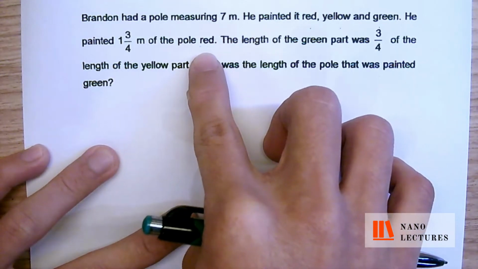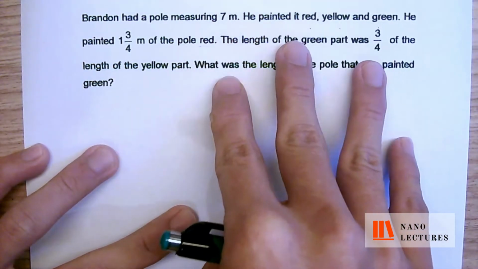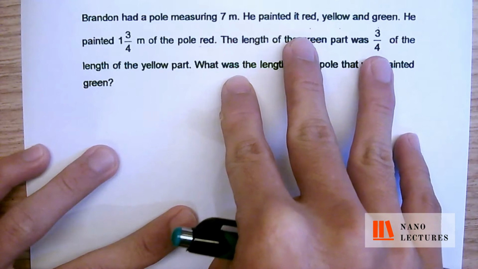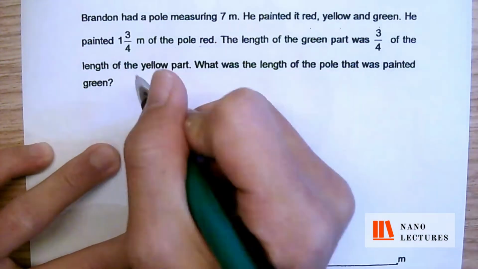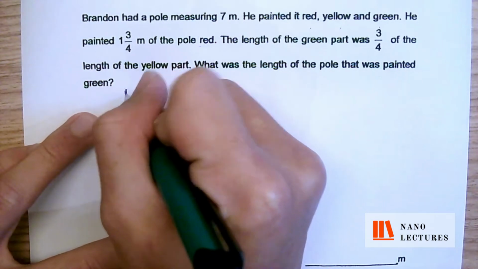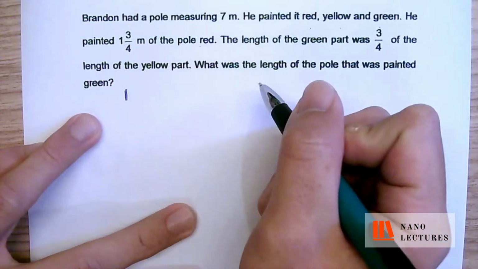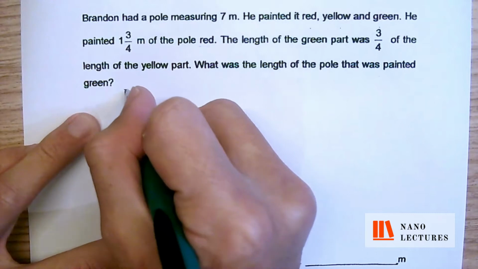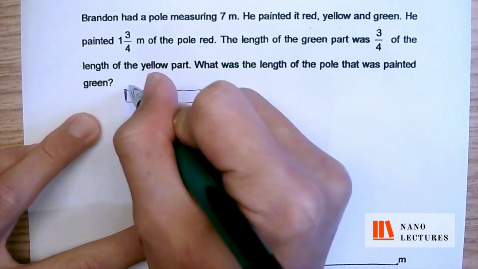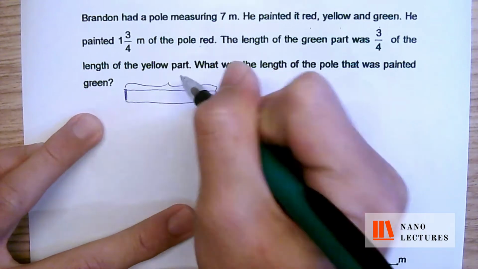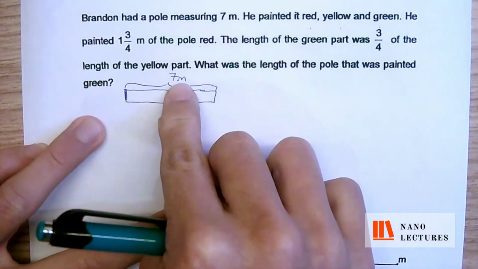Now, at this point of time, stop first. Do not move forward. If you are unsure, if you do not know what you're doing, stop. Draw a model first. This may or may not be the only model that I'm drawing. It may be the first, second one, or the last one. Now, this is the entire pole. It is 7 meters long.